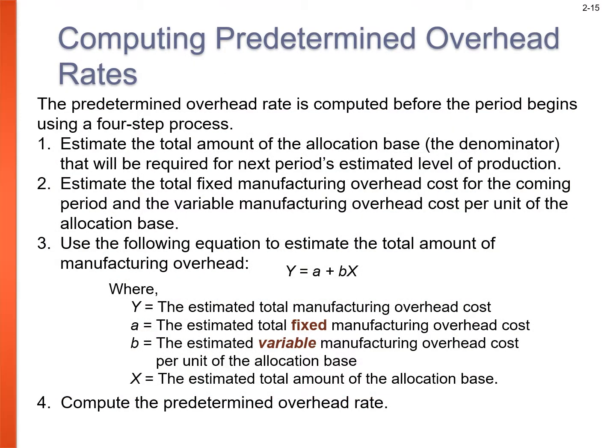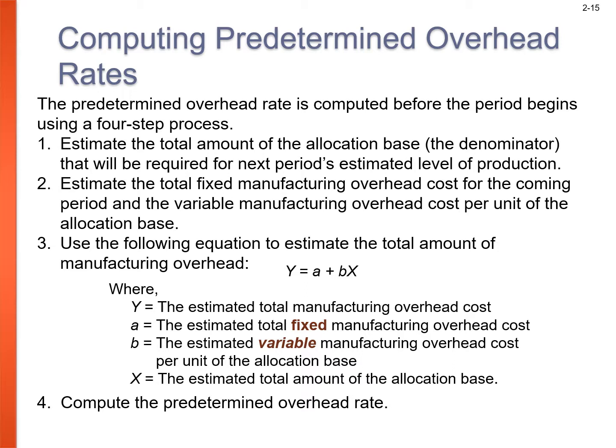Now, again, when you're computing your predetermined overhead rate, you do it before the period begins. You use a four-step process. The first is estimate the total amount of the allocation base, the denominator. How many hours are you going to work if that's your allocation base? How many dollars of labor if that's your allocation base? How many machine hours?